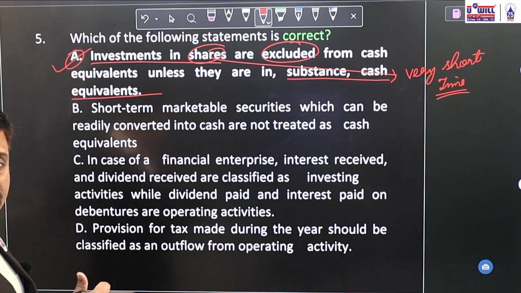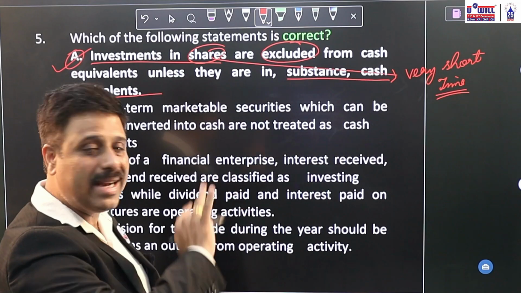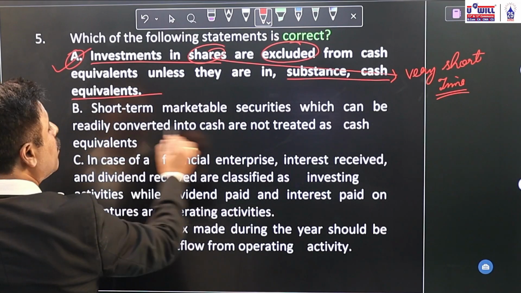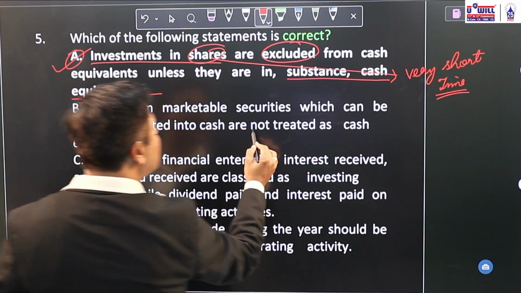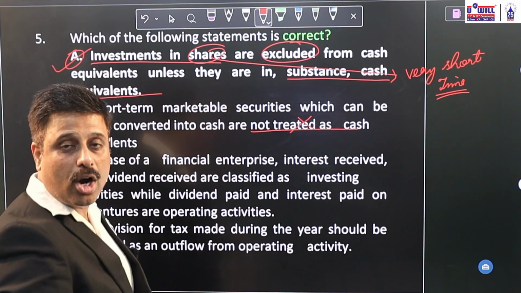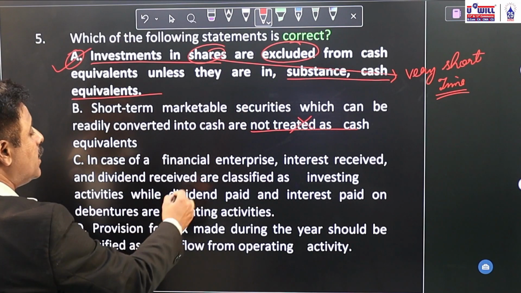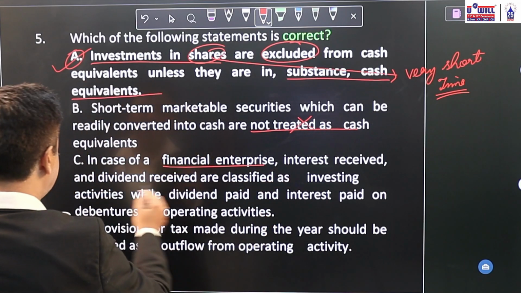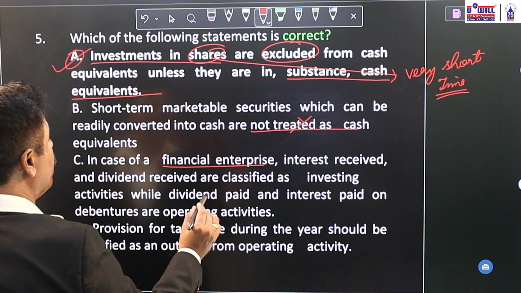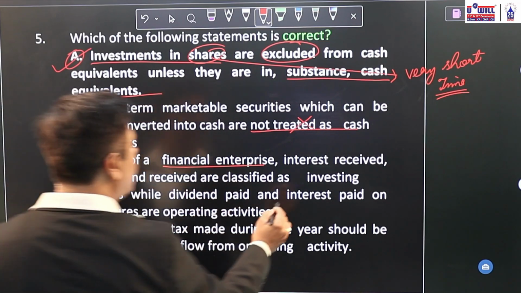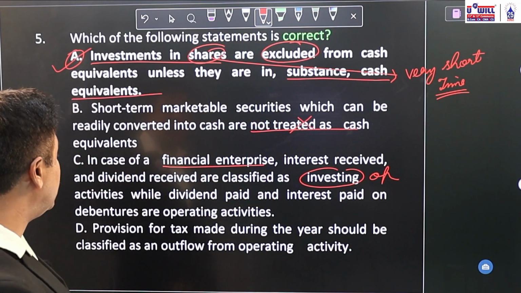Let us see the other statements in brief and rule out the possibility that others might be correct. Okay, let us prove that the others are incorrect. Short-term marketable securities which can be readily converted into cash are not treated as cash equivalents. Wrong. Short-term marketable securities, current investments, are treated as cash equivalents. In case of a financial enterprise, interest received and dividend received are classified as investing activities. No. In case of a financial enterprise, these are classified as operating activities. They are the main incomes of the financial enterprise.